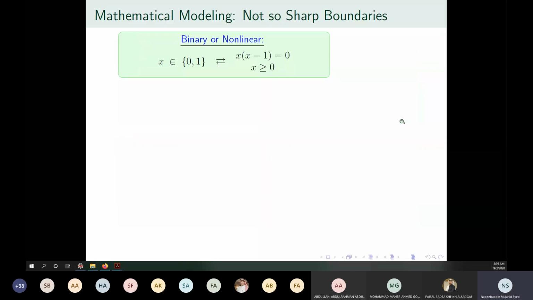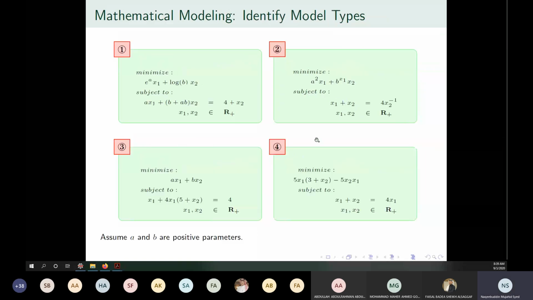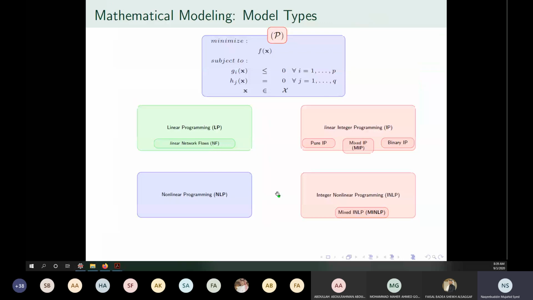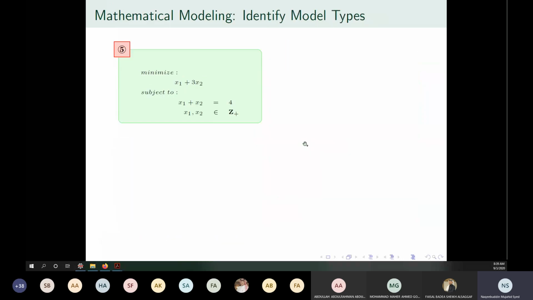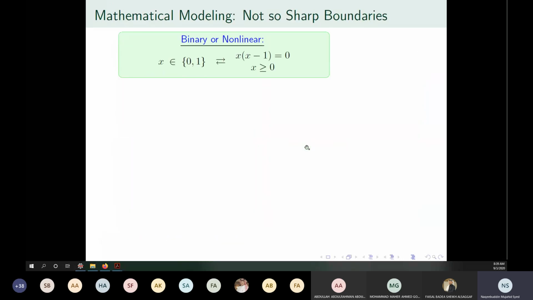Another thing to remember: although we are defining different classes with sharp boundaries, sometimes the boundaries are not that sharp. For example, look at these two. On the left hand side, you have a variable x. What type of variable is it? Binary. Okay. Now on the right hand side, you have another variable. Let me use some coloring here. This is one variable, and this is another one.